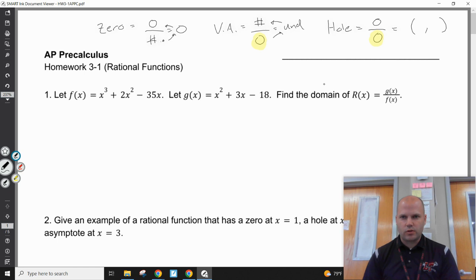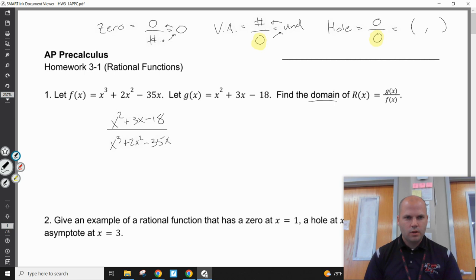So our first question starts with find the domain. The domain is like, what are the x's that I could plug into this function g over f? So if I have g over f, what could I plug into this? Well, we're not allowed to have a 0 in the denominator. So I'm going to just take the denominator and set it equal to 0 to find the x's we're not allowed to plug in. So I'm really just going to focus on the denominator here.